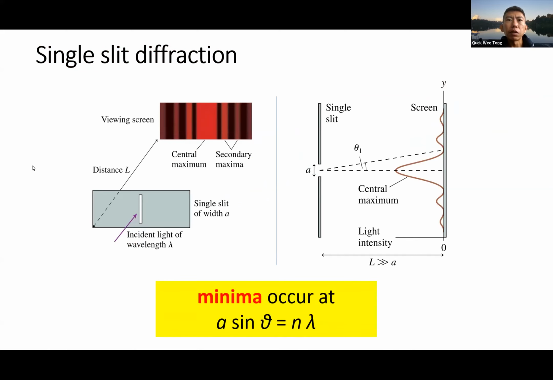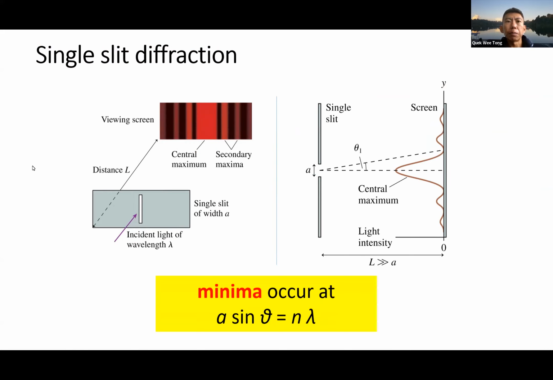Okay, I want to say in this slide, just a recap: minima always occur at a sine theta equals n lambda.